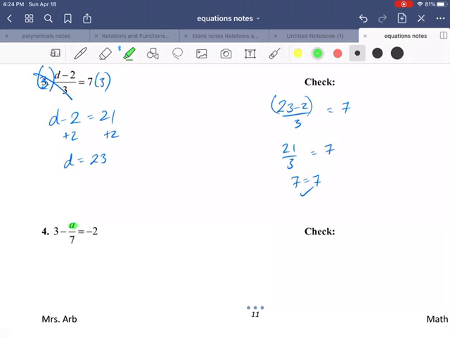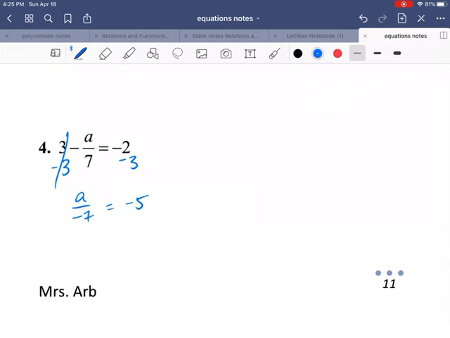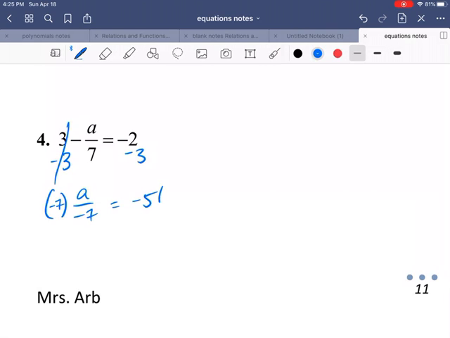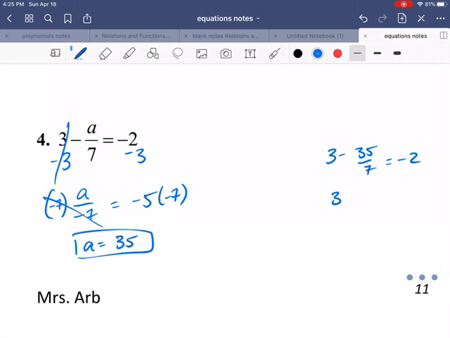Double check your numerator. In this case, only the a is over the 7, so we can deal with the 3 first. So to get rid of a positive 3, you're actually going to subtract 3 from either side. And you're going to be left with a over negative 7 is equal to negative 5. To get rid of a denominator of negative 7, multiply by negative 7, and a is going to equal 35. To do your check, 3 minus 35 over 7, does that equal negative 2? 35 divided by 7 is 5, and 3 minus 5 is in fact negative 2.